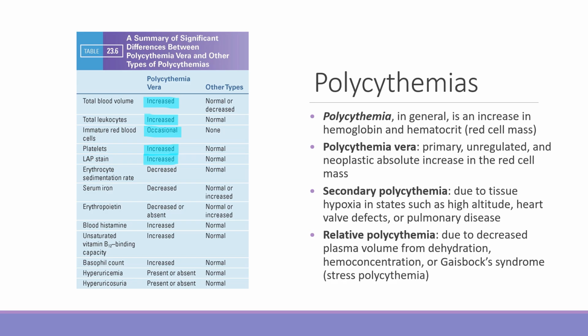Hyperuricemia might be present or absent. It's hard to say. And then we have normal uric acid in regular polycythemias, or other polycythemias.